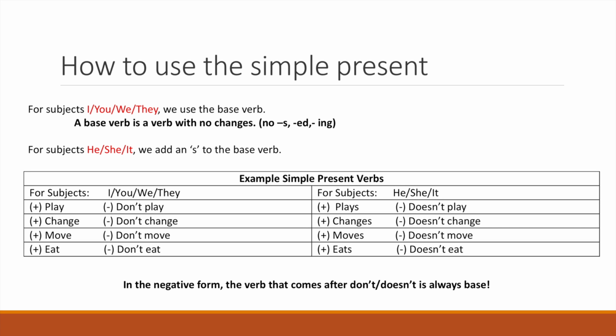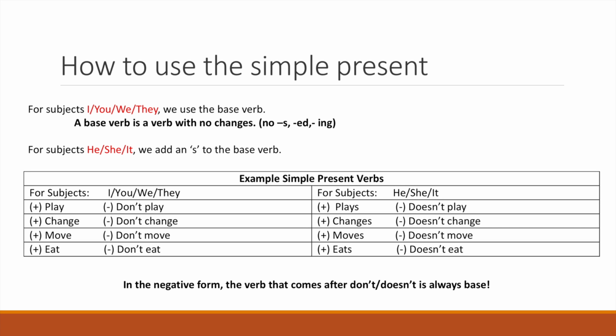Again, this is really important to remember in the simple present, as the third person singular subject pronouns require an S on the verb, but I, you, we, and they do not. Looking at our verb chart below, starting with the verb play, if the subject is I, to form a positive sentence, we simply say, I play football. For the subject he, he plays football.